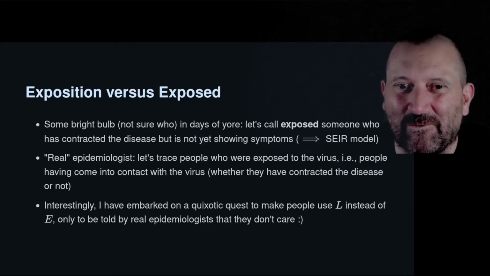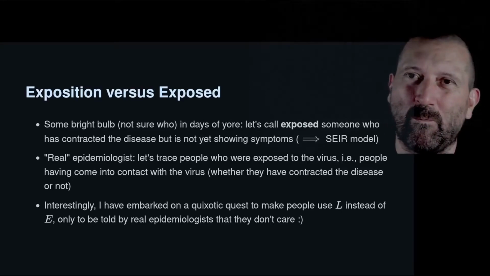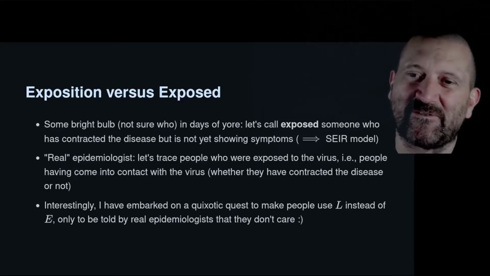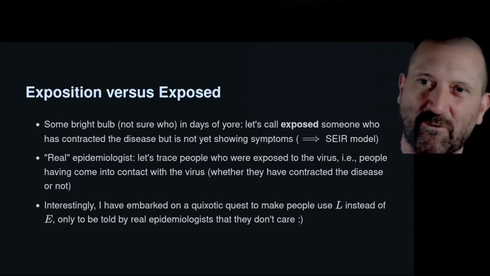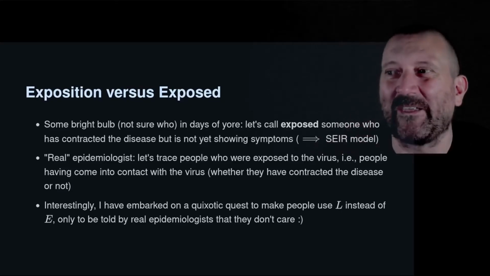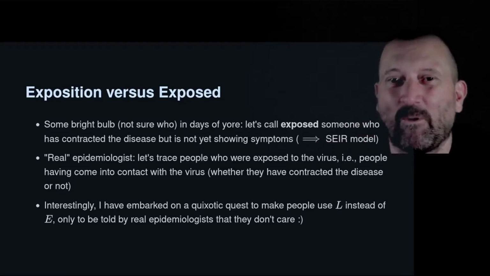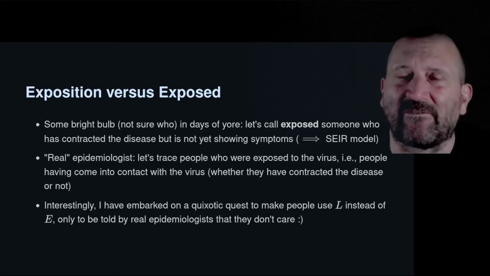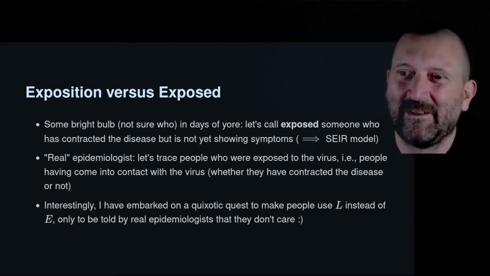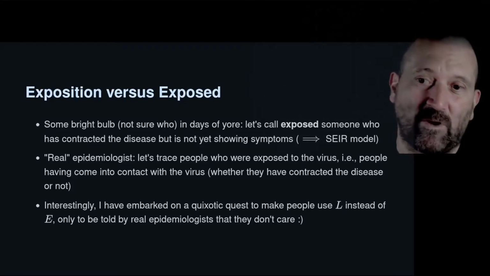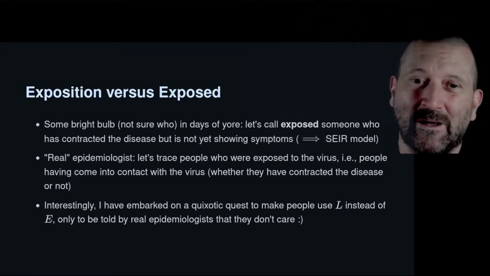So from a mathematical epidemiology point of view, an exposed is someone who has contracted the disease but is not yet infectious with the disease. So they're not showing symptoms. And typically that's why we call it an SEIR model.